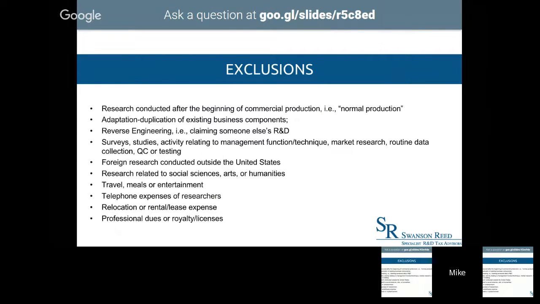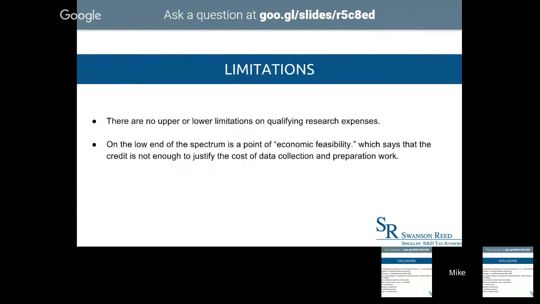Fairly self-obvious. Okay, limitations. There are no upper and lower limits on QREs. You can have anything from a $10 million credit to a $1 credit. No limitations on either end. There is a point of economic feasibility on the low end of the spectrum, though, in that it may not be cost advantageous to file for an R&D credit. Obviously, if your credit is so small, let's say $500, but it took you $3,000 to collect the information to claim that credit, it's not worthwhile. So be sensitive to that.